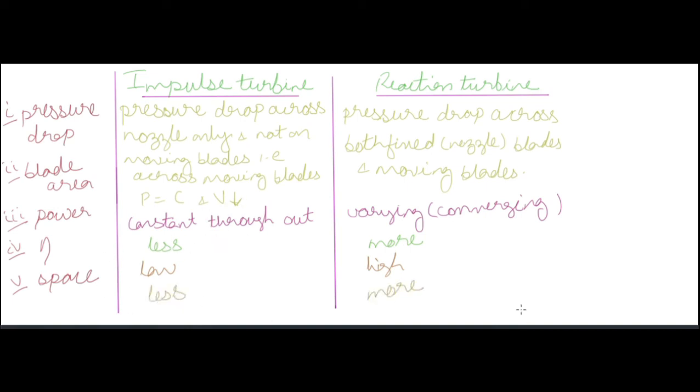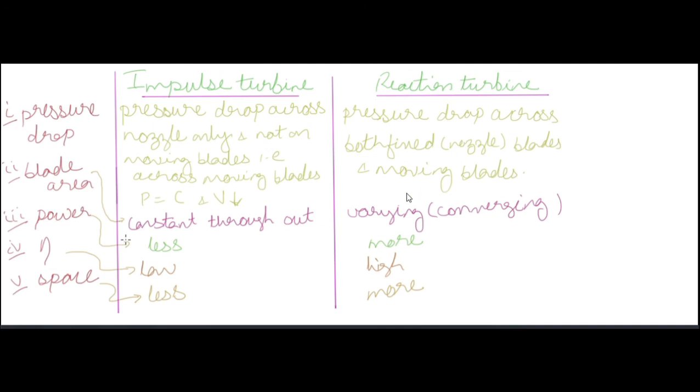While in a reaction turbine, pressure drop occurs at both the fixed blades and the moving blades. So in an impulse turbine, pressure drop happens only in the fixed blade, while in a reaction turbine it happens in both fixed and moving blades. Now blade area is constant throughout for an impulse turbine, while it is varying, or converging, in a reaction turbine. Power output is less for an impulse turbine, while more for a reaction turbine.